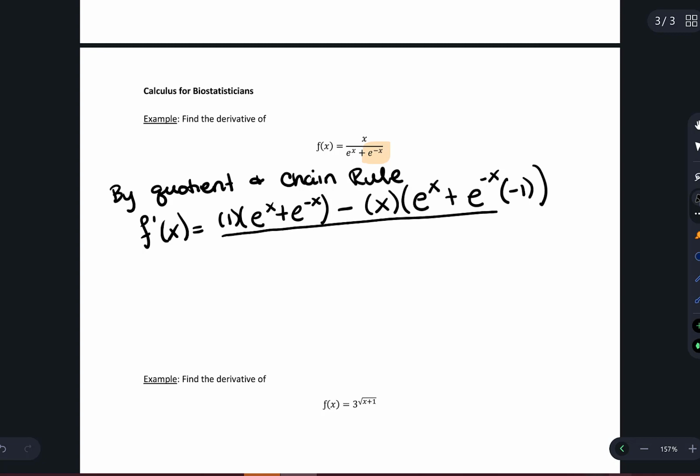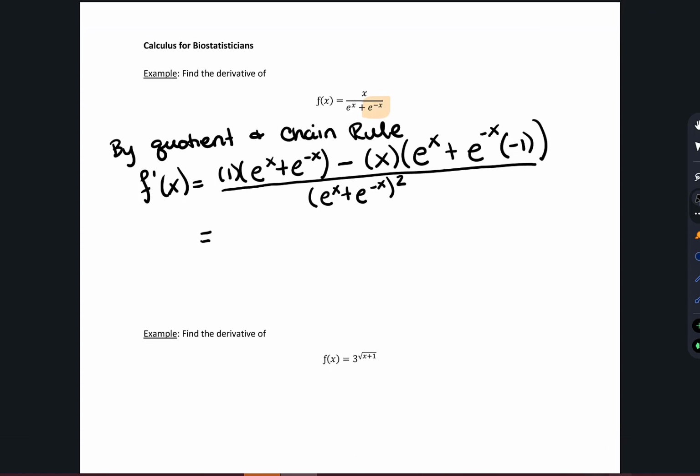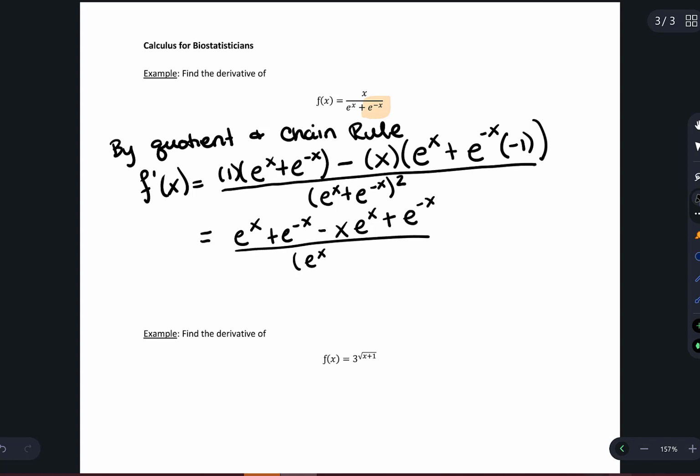And then we need to divide by the function in the denominator squared. And then as always, we want to try to simplify this as much as we can. So in the numerator, we have e to the x plus e to the minus x times e to the x. Oops, and that's going to end up being a minus times a minus, so that is a plus e to the minus x. Again, all divided by e to the x plus e to the minus x squared.